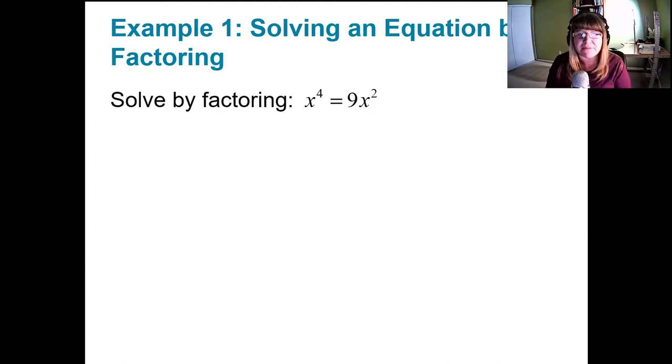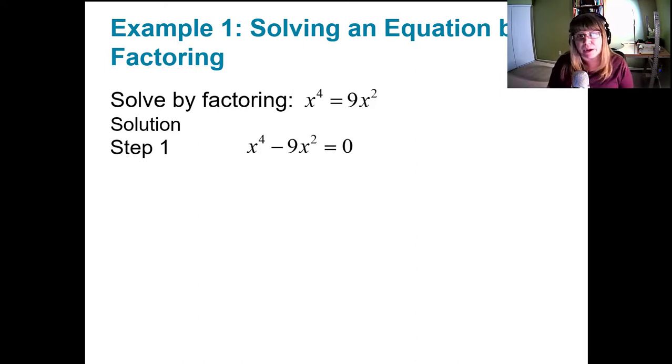Let's solve this by factoring. x to the 4th equals 9x squared. There's a lot of things that we have at our disposal, but I really like solving this problem by setting it equal to 0 and then using the factoring techniques that we've learned up to this point to try and solve this problem. All right, step 1, let's set it equal to 0.